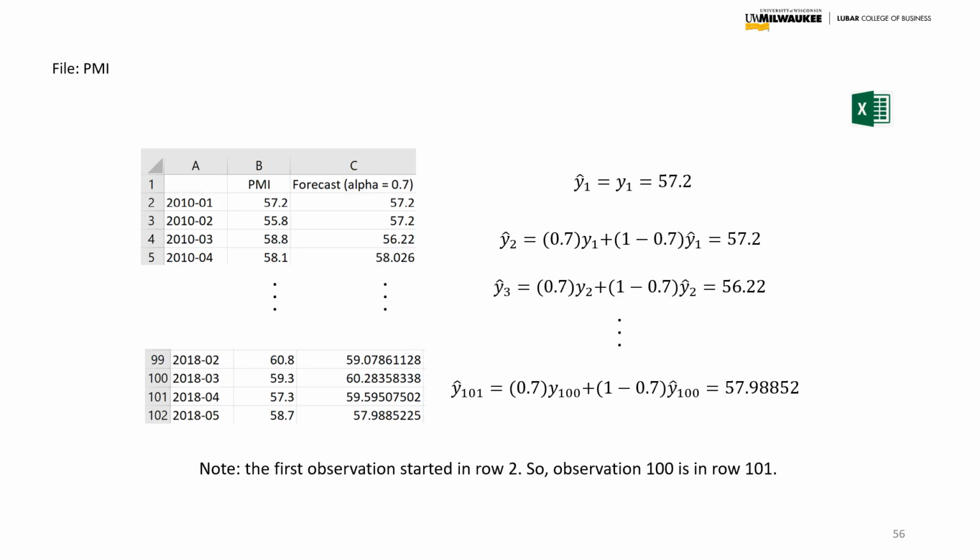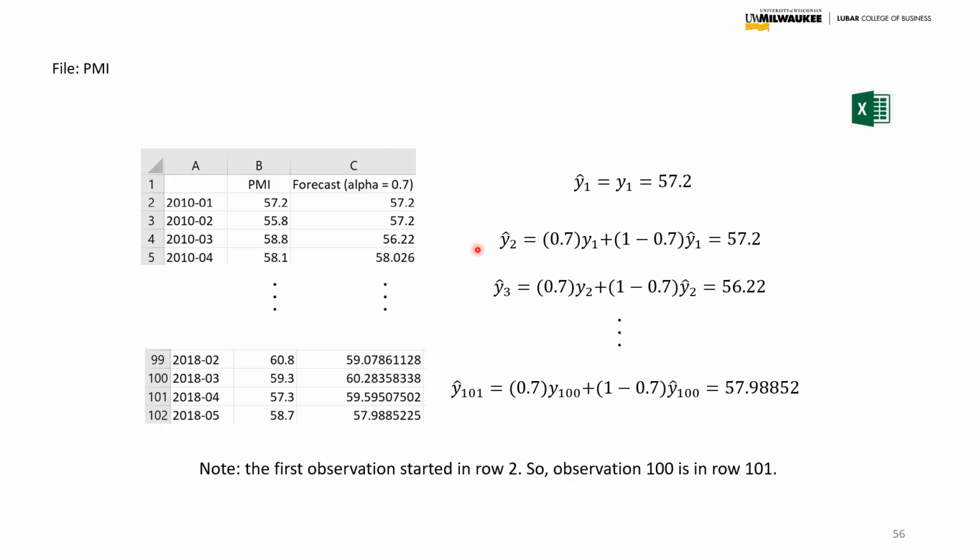Consider a monthly time series with the variable PMI. PMI stands for Purchasing Managers Index, and it's a common measure used by economists to reflect the health of the U.S. economy. I'm going to implement an exponential smoothing method with alpha equaling 0.7. The first observation is 57.2, so that will serve as the forecast for period 1. Column C will have the forecast.